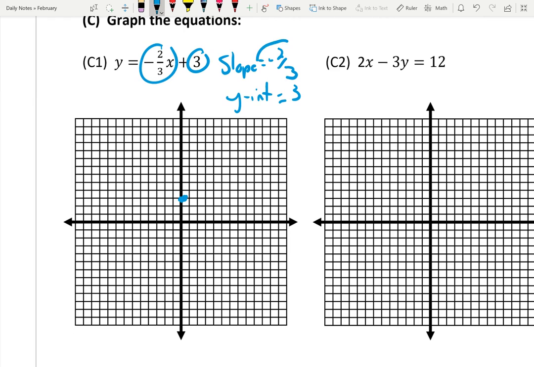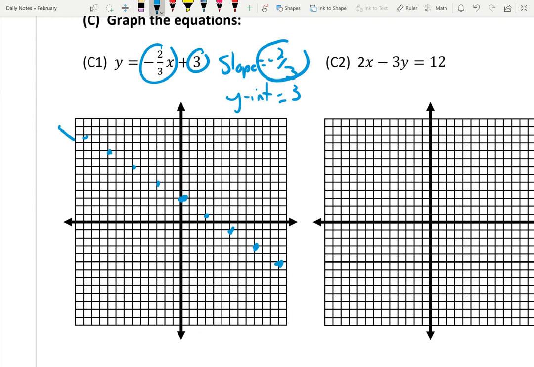And then we follow the slope. Negative 2/3 means down 2 and right 3. So we have a point there, here, right? Just counting down 2 squares and right 3 squares. And if you want to go backwards, up 2 and left 3.